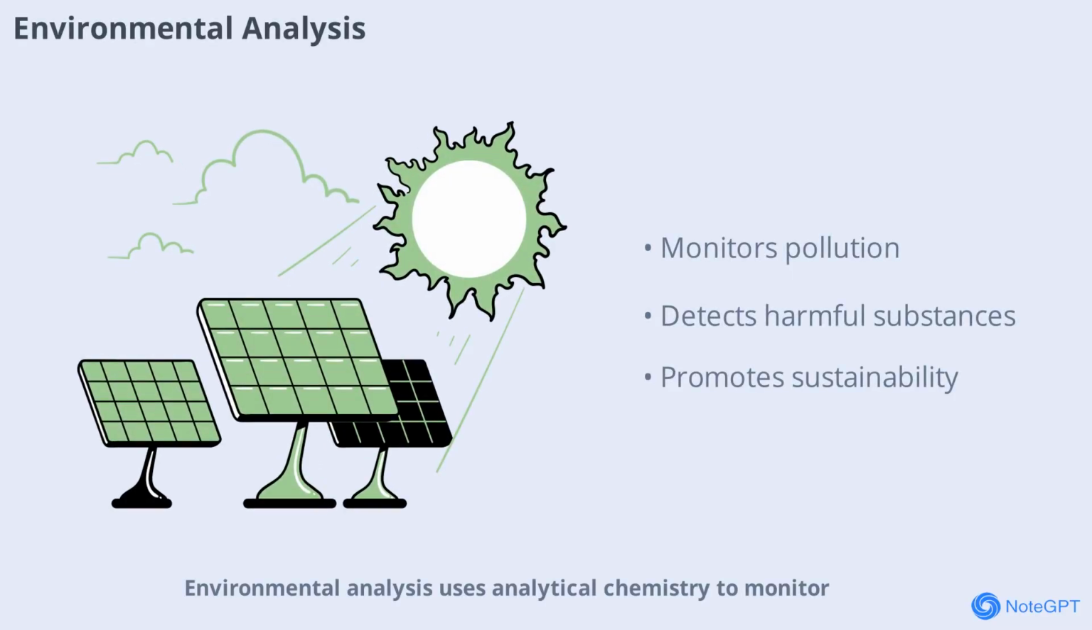Environmental analysis uses analytical chemistry to monitor pollution and assess the quality of air, water, and soil. Techniques like spectrophotometry and chromatography help detect harmful substances at very low concentrations. This information is vital for protecting public health and the environment. Analytical chemistry provides the tools needed to address environmental challenges and promote sustainability.